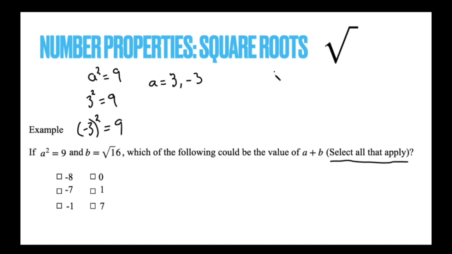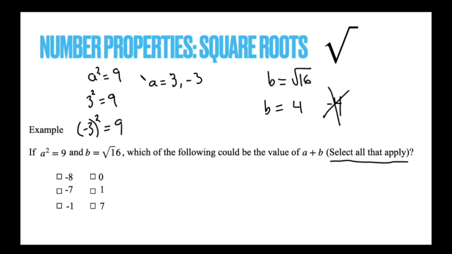All right, let's go to the second one here. B is equal to the square root of 16. So you might be tempted to say, well, 4 or negative 4, right? But remember that by definition, the square root symbol is asking for the positive square root. So the square root of 16 is just 4.